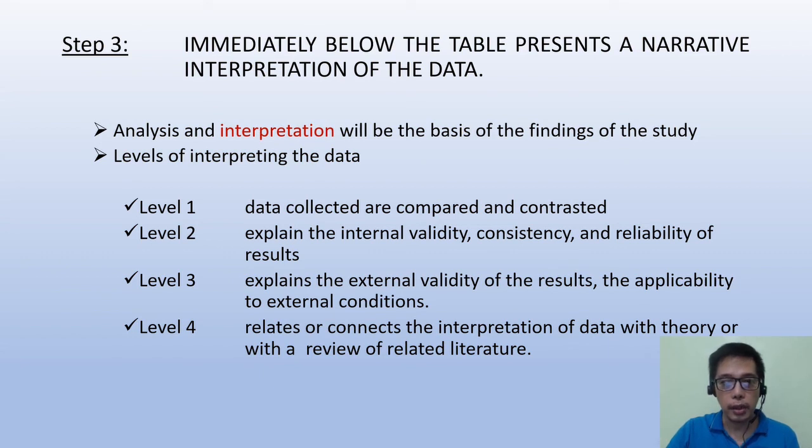or figure. Take note that we have here 4 levels of interpreting the data. Level 1, data collected are compared and contrasted. Level 2, explain the internal validity, consistency, reliability of results. Level 3 explains the external validity of the results, the applicability to external conditions. Level 4 relates or connects the interpretation of data with theory or with a view of related literature.